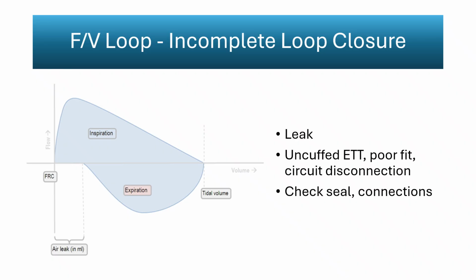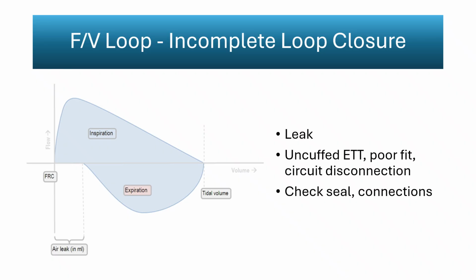The inspiratory limb remains normal because the ventilator measures delivered volume accurately. The error arises only during exhalation. A poor tube fit, malposition, or partial circuit disconnection produces the same appearance. Any defect that allows exhaled gas to bypass the sensor creates a measurable gap between the limbs of the loop.